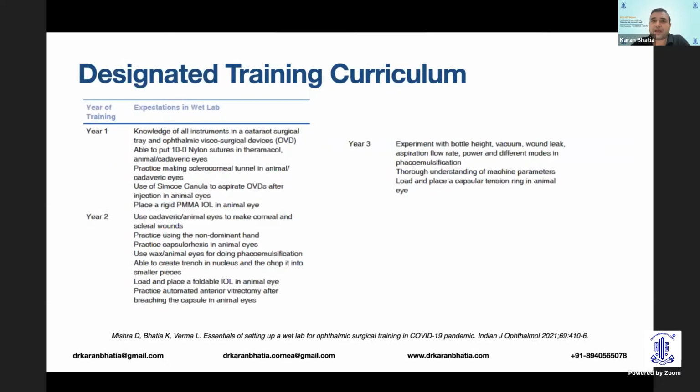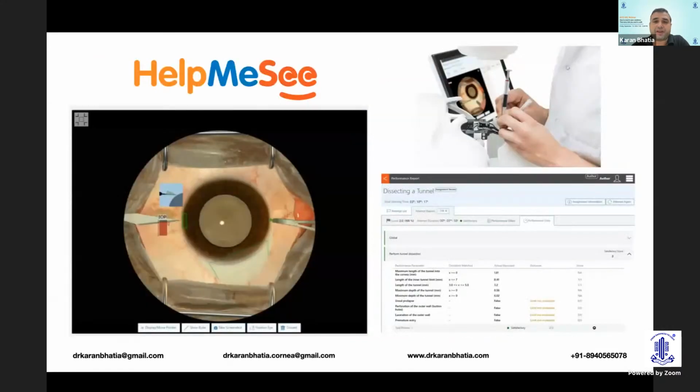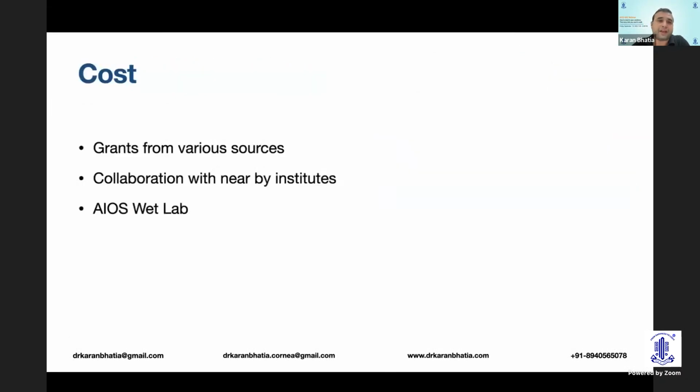So coming to the next point, that is a designated training curriculum. You need to have one for year 1, 2 and 3. I won't get into details, but this is also published in the article that I have shown. There are various virtual simulators available. Help Me See stands out, and it is available for small incision cataract surgery at various AIOS centers. It helps you see and judge what mistakes you're making, so it gives you feedback as well.